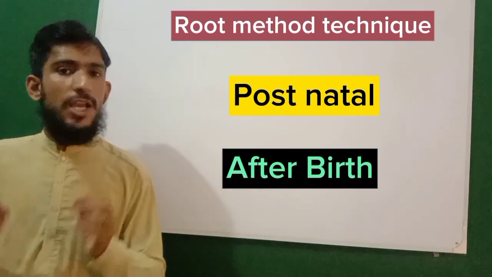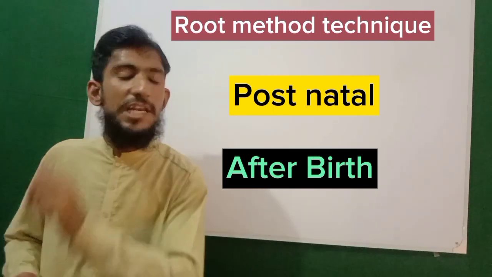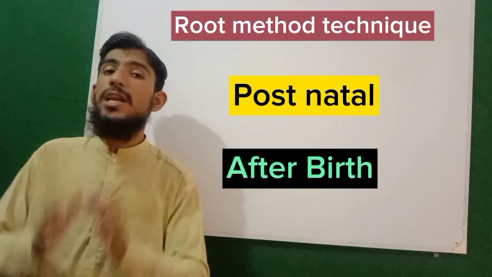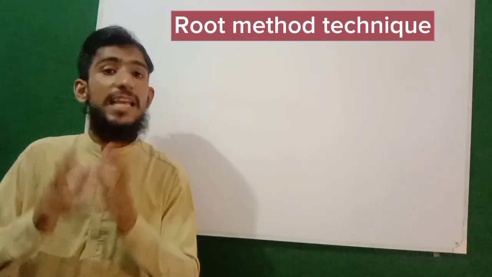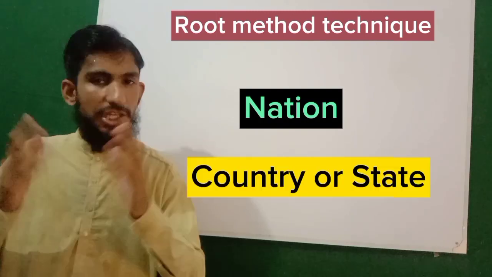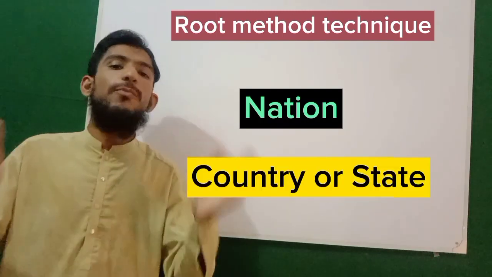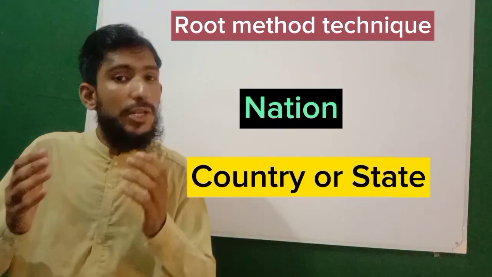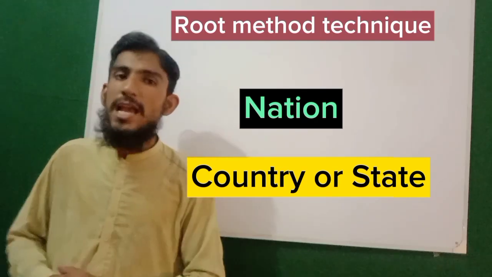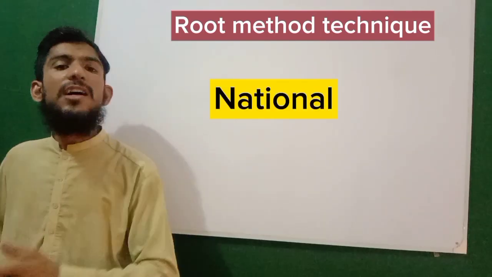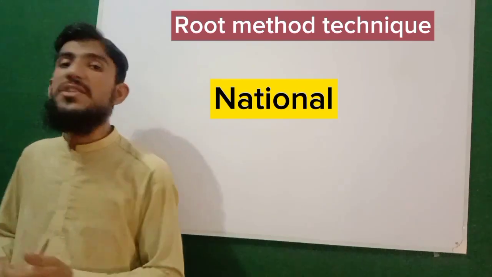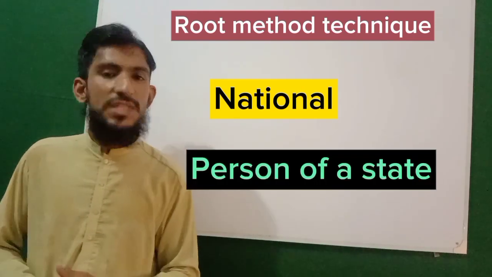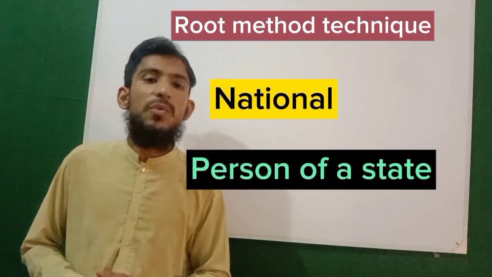And look, we have already discussed that the root word is nate and it means birth. Now we are adding another suffix, ion, to make nation. So nation means country, a state. So from nate you have learned another vocabulary word, nation. And you could also add al, like national. So national means the person belonging to a state which is governed by a government.